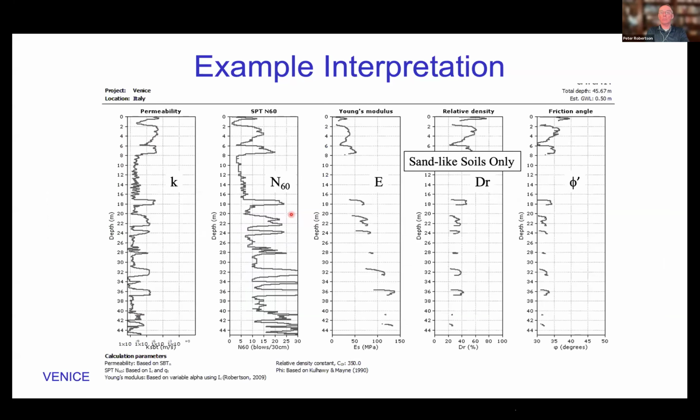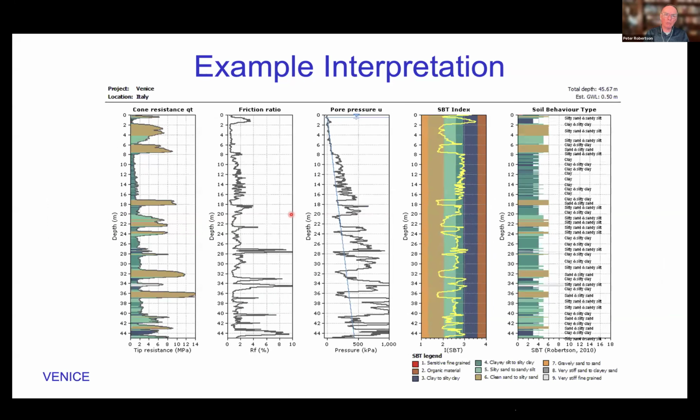For interpretation, one of the first things you often want to do when you process the data, let's go back to the raw data here, is input where the water table is. Here, of course, it's in the Venice Lagoon, so the water table is very close to the ground surface. That's visually clear from the site where you're doing the CPT.